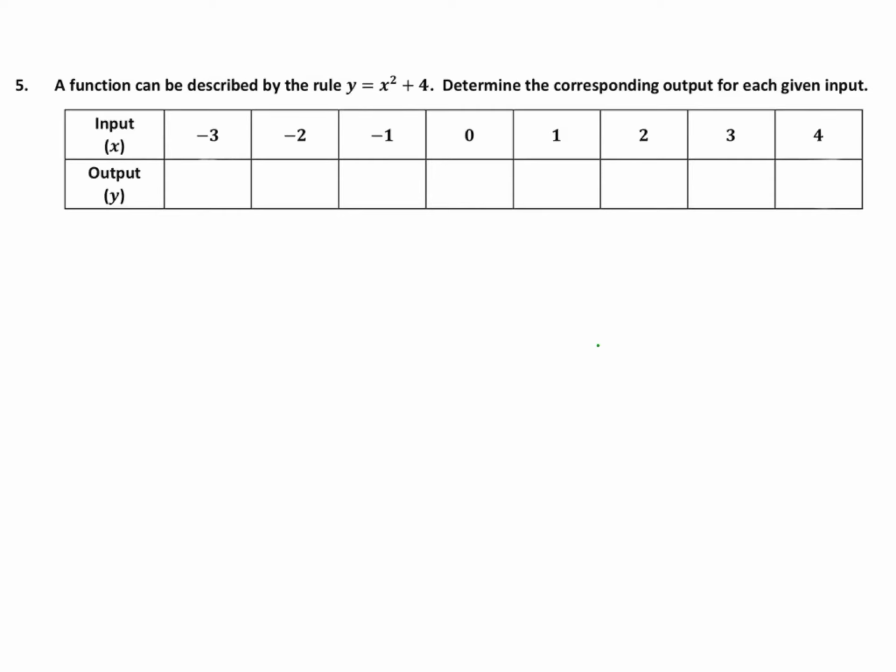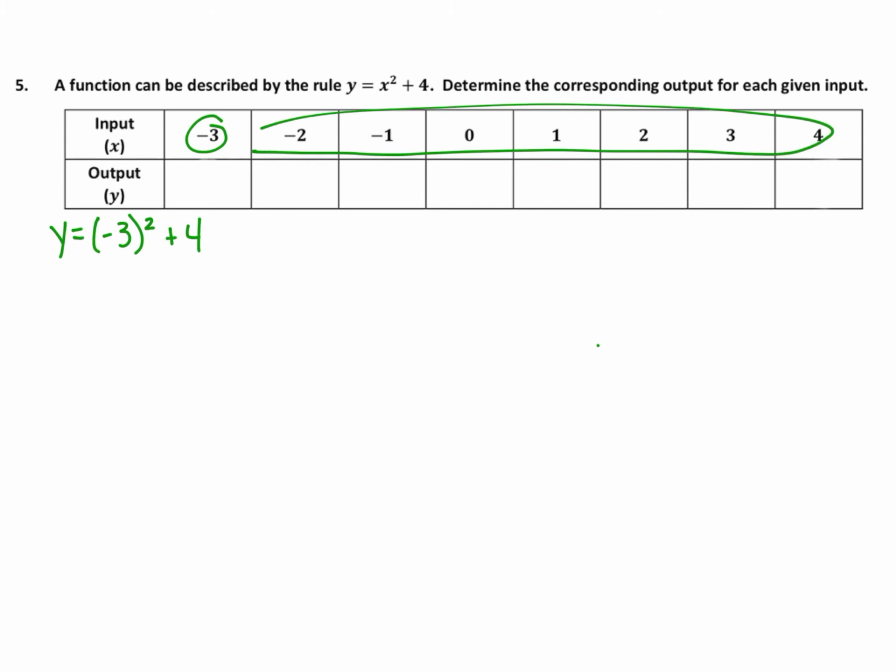A function can be described by the rule y equals x squared plus 4. Determine the corresponding output for each given input. We are going to evaluate these expressions or these equations when x is -3. And then we're going to do it for the rest of those as well.